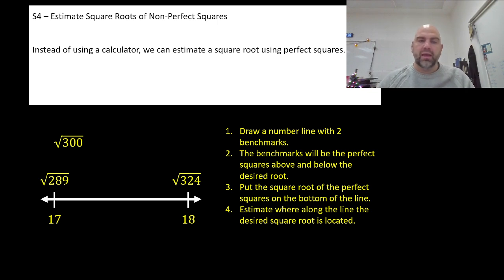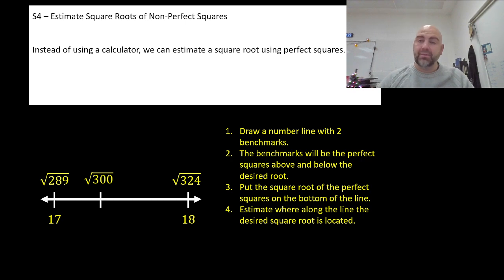Once we have this, we can estimate where along the line the desired square root is located. Is 300 closer to 289, closer to 324, or right in the middle, something along those lines? So we're just going to move it up there. There we go. Let's use that as a pretty good estimate. You'll notice that 300 is a little bit closer to 289. It's about 11 away from 289, whereas it's 24 away from 324. So it's about a third of the way, roughly.